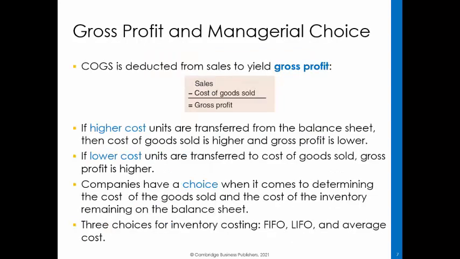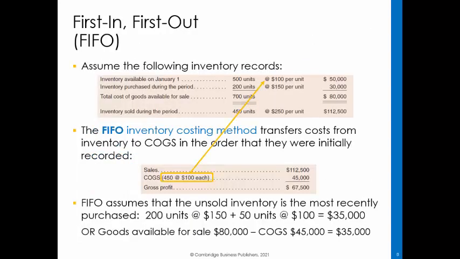This slide shows the typical income statement of cost of goods sold and the calculation of gross profit. It is important to understand that companies have a choice when it comes to determining the cost of goods sold and the cost of inventory remaining on the balance sheet. 3 inventory costing methods, FIFO, LIFO, and average cost, are all acceptable for U.S. GAAP. The FIFO inventory costing method transfers costs from inventory in the order that they were initially recorded. That is, FIFO assumes that the first costs recorded in inventory are the first costs transferred from inventory.